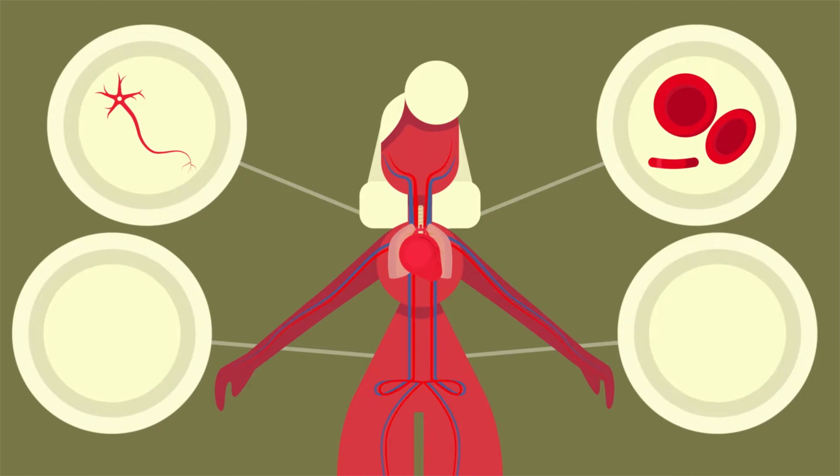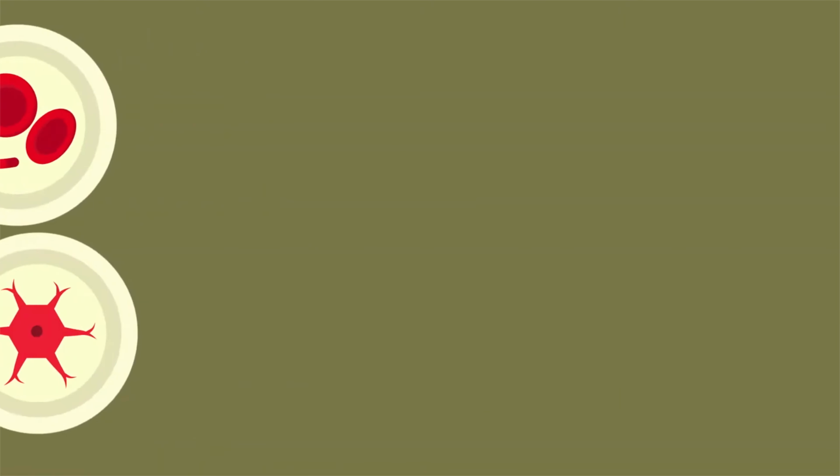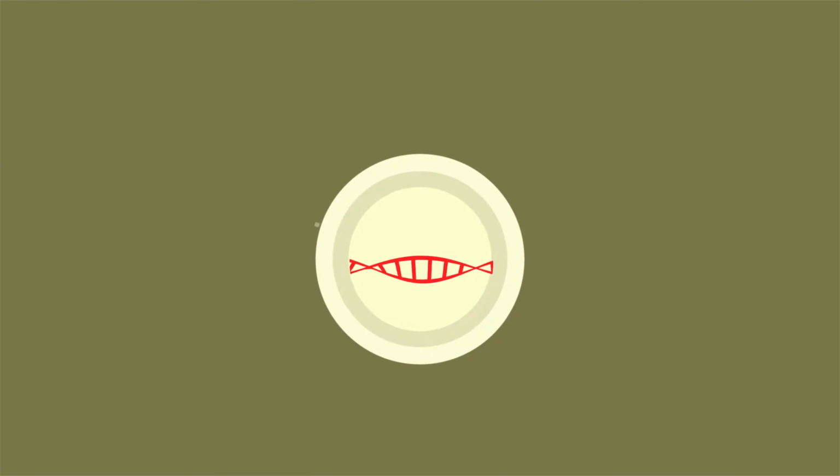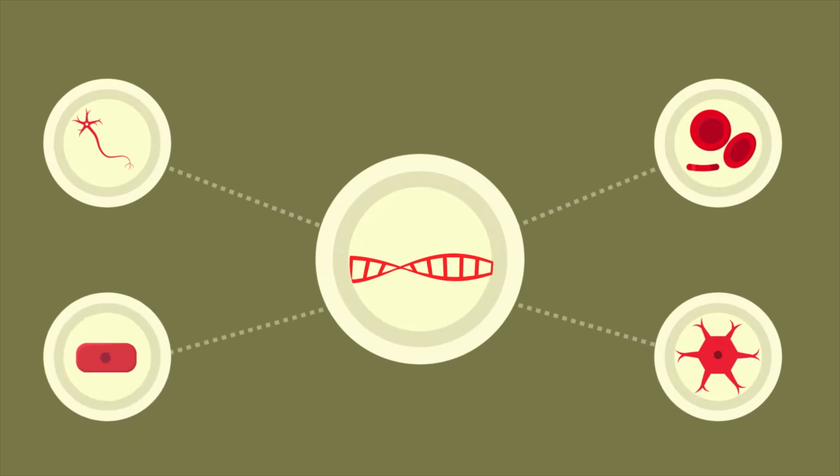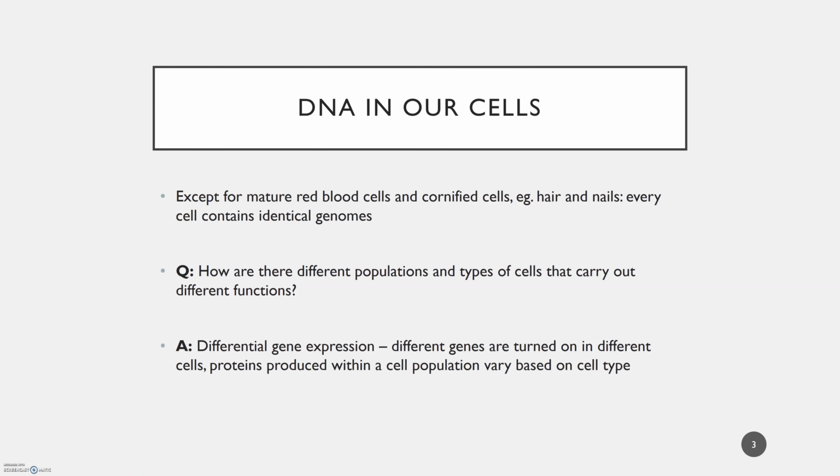If every cell contains identical genomes, how do we have so many different populations and types of cells that are assigned to carry out different functions? The answer to that is that not every gene is turned on in every cell, and proteins produced by cells within a population can also vary depending on cell types. We call this differential gene expression.